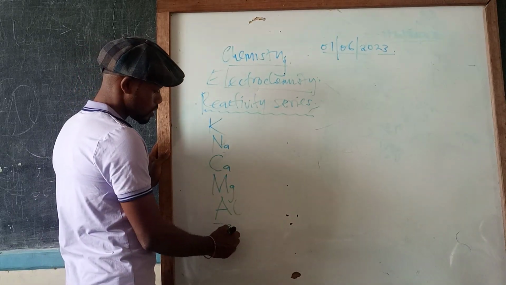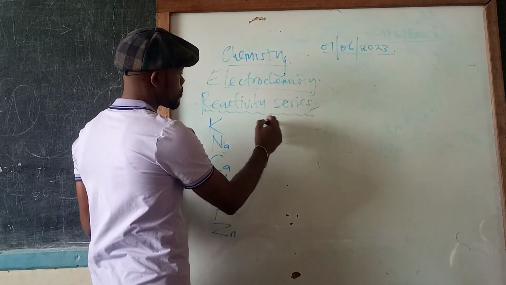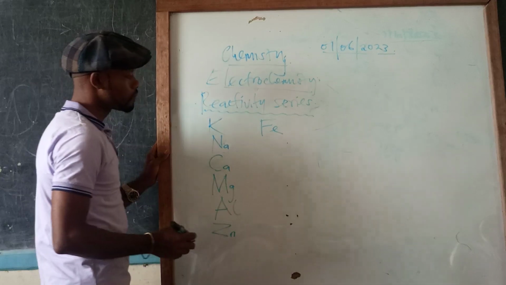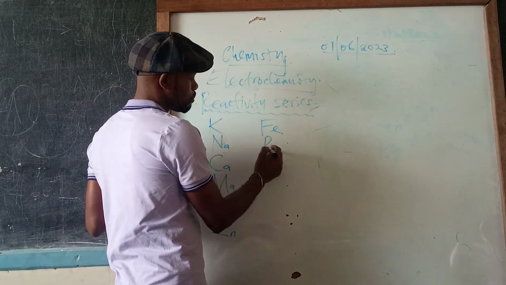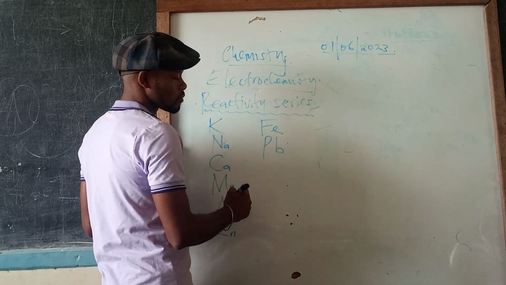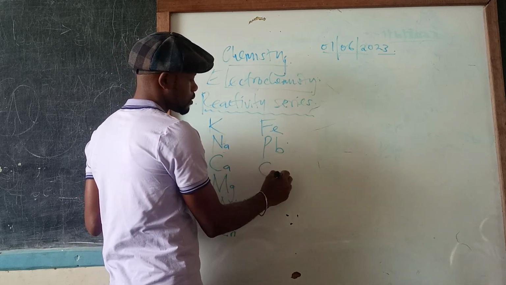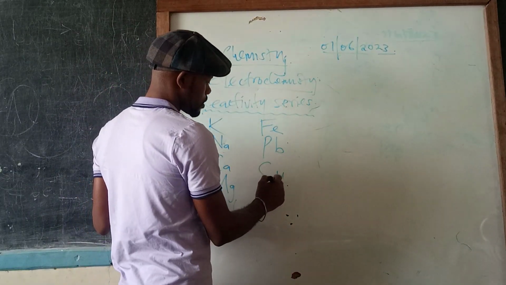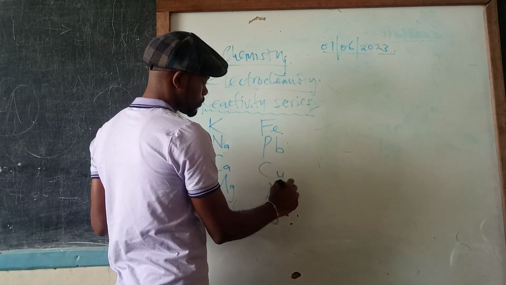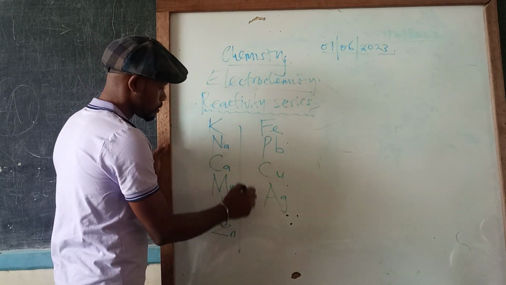Zn. We have iron. Iron is from ferrum, Fe. We have lead, from plumbum, Pb. We have copper, from cuprum, Cu. We have silver, from argentum, Ag. So that is the order.